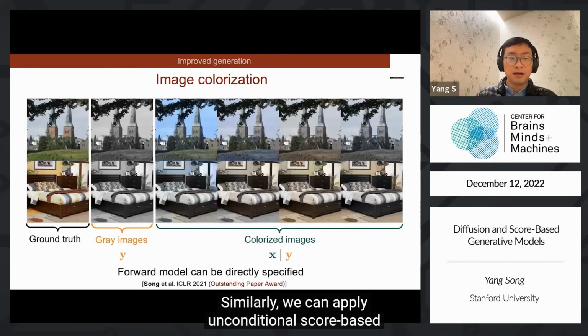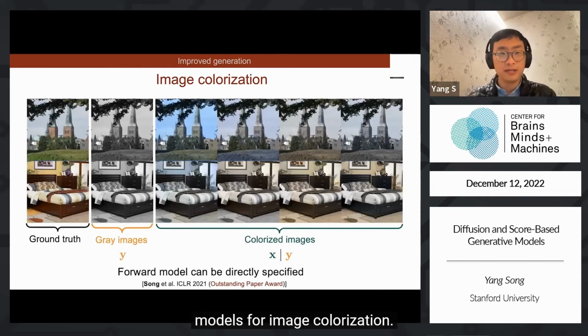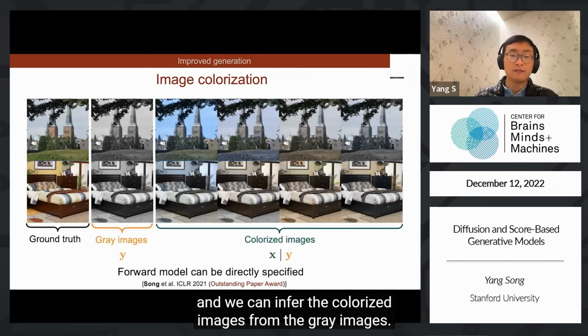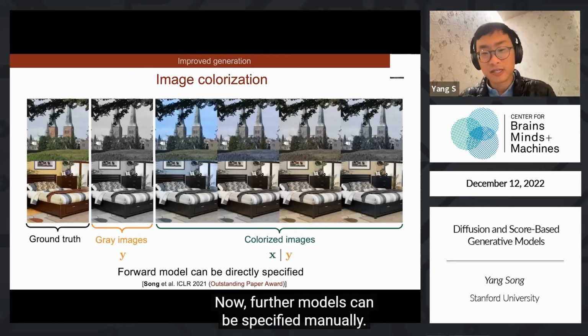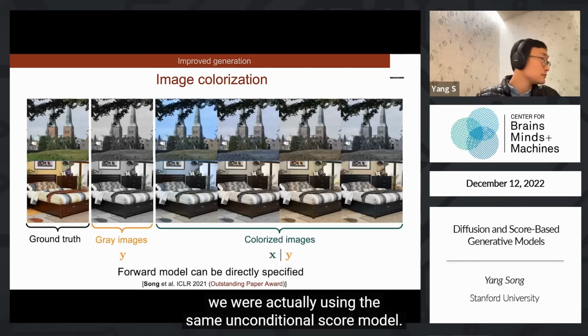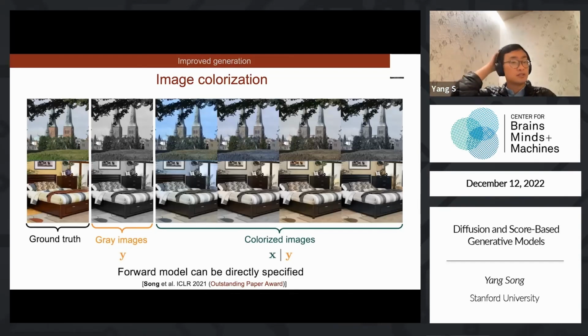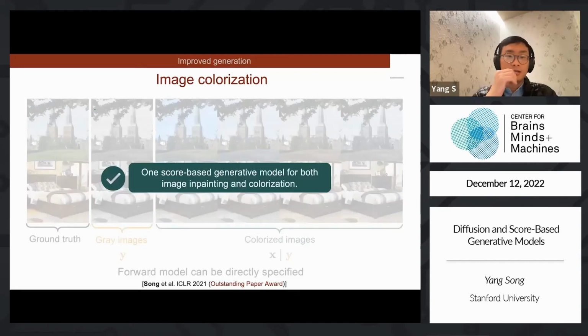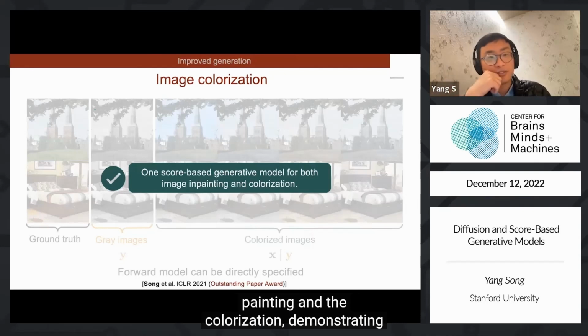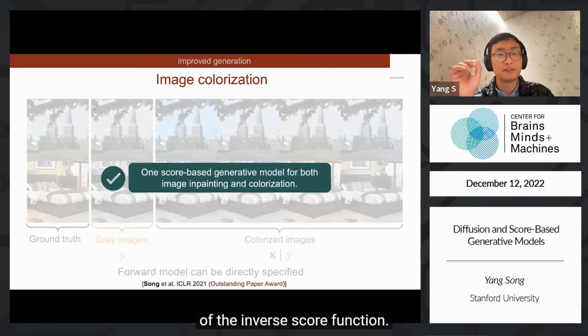And similarly, we can apply unconditional score-based models for image colorization. And again, in this figure, you can see that our control signal is the gray image, and we can infer the colorized images from the gray images. The forward model can be specified manually. For the image inpainting and the image colorization tasks, we are actually using the same unconditional score model. So this means that one score-based generative model can be used for both image inpainting and colorization, demonstrating the flexibility of this decomposition of the inverse score function.